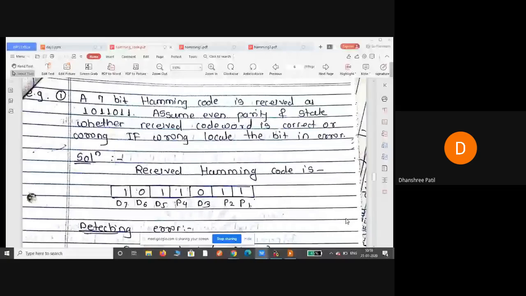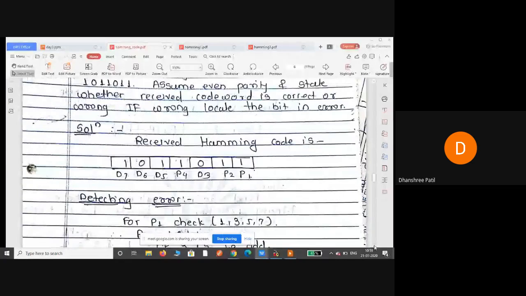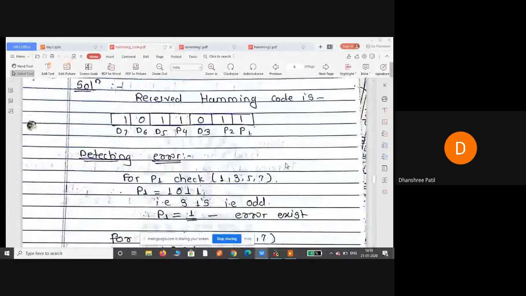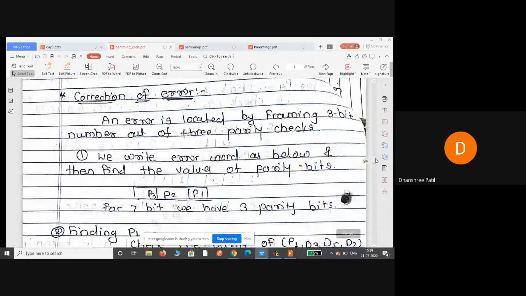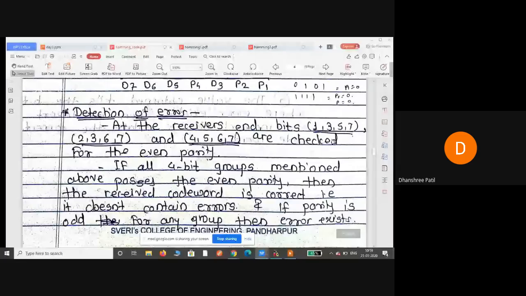Now from this, what we have to do is check whether there is an error in this Hamming code or not. So how to detect the error? What was the first step? We have to check these groups, 1 3 5 7, 2 3 6 7 and 4 5 6 7 for P1, P2 and P4. So first check these groups.